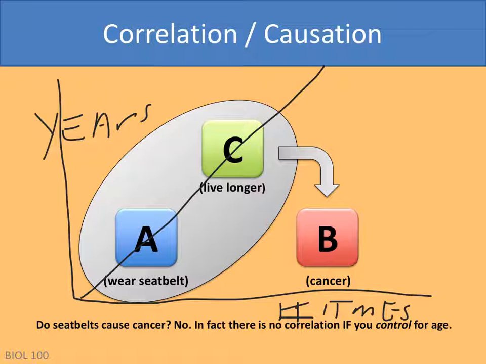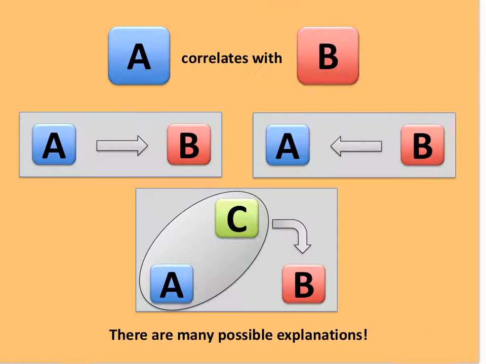So instead of saying that seat belts cause cancer, which they don't, it's actually living longer that causes cancer, because you have more time to develop it, as I said, and as you get older, a greater likelihood of developing cancer in the first place. Therefore, when we're talking about correlation, it does not necessarily imply causation.